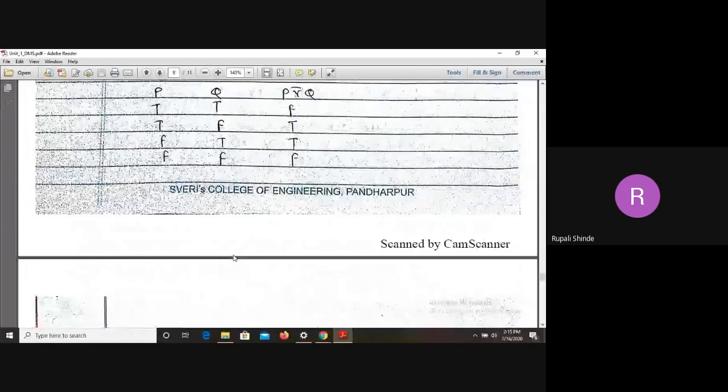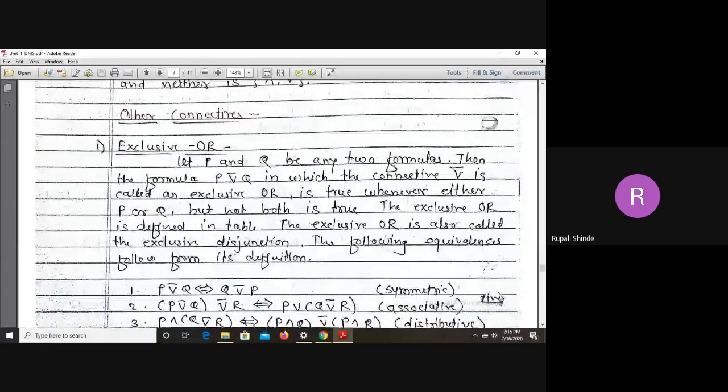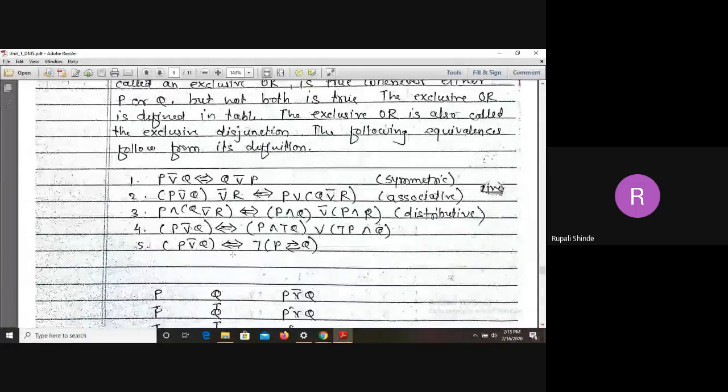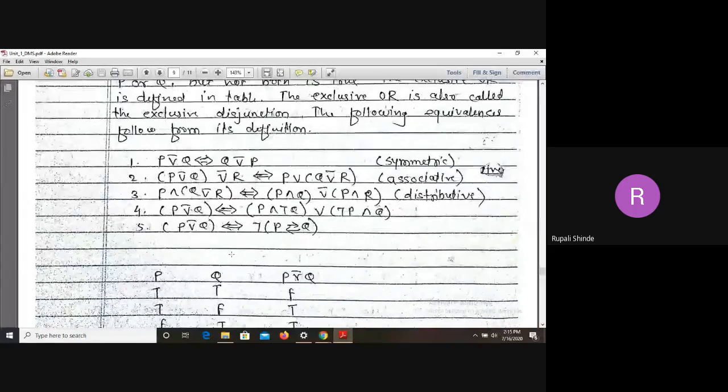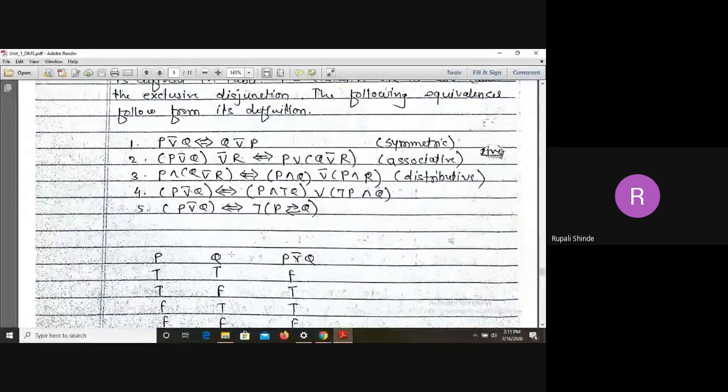Have you understood what XOR is? If different values are there, then only the final value is T. Otherwise, it is F.